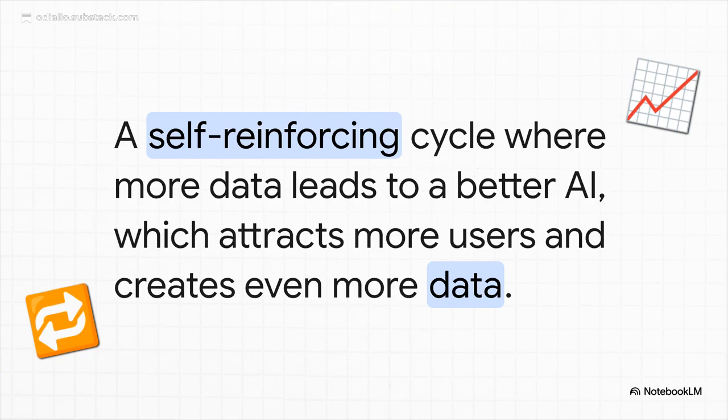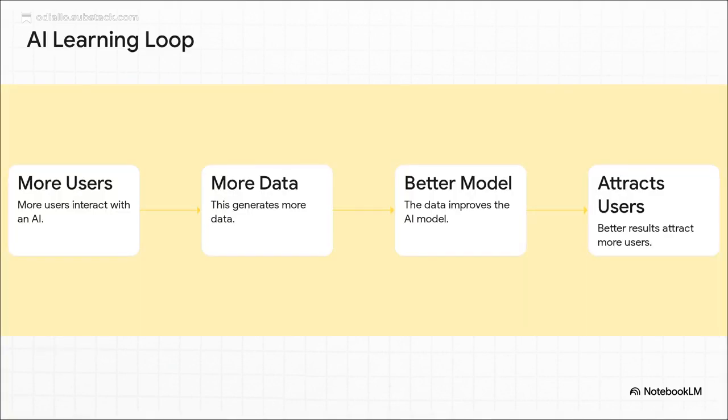Okay, first up, we have the AI learning loop. And you can think of this one like a snowball rolling downhill. It's what we call a reinforcing cycle, where every step just makes the next one bigger and bigger, leading to some pretty explosive growth. So here's how it works.